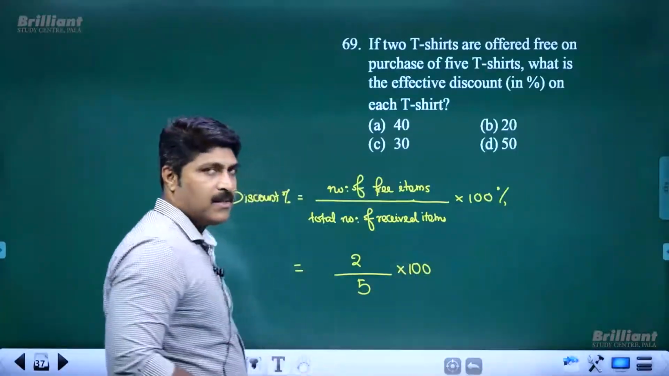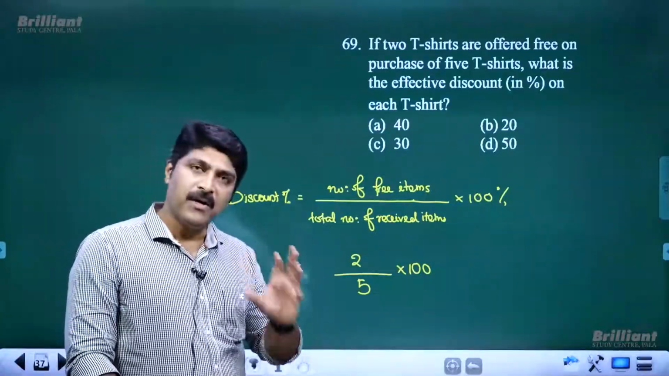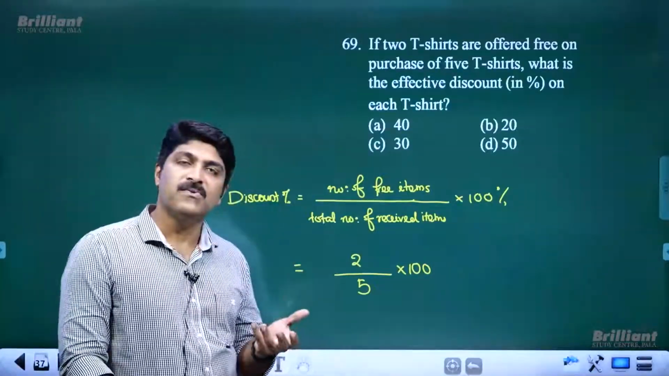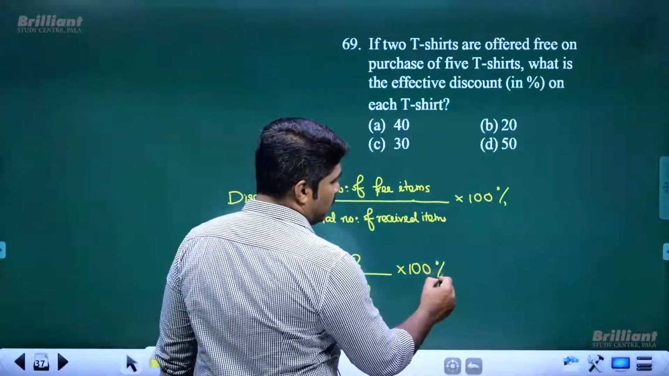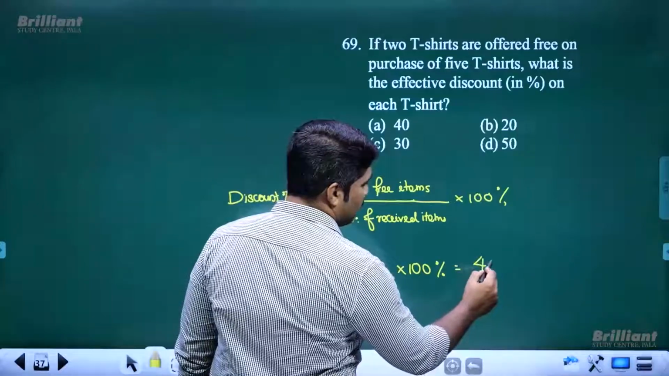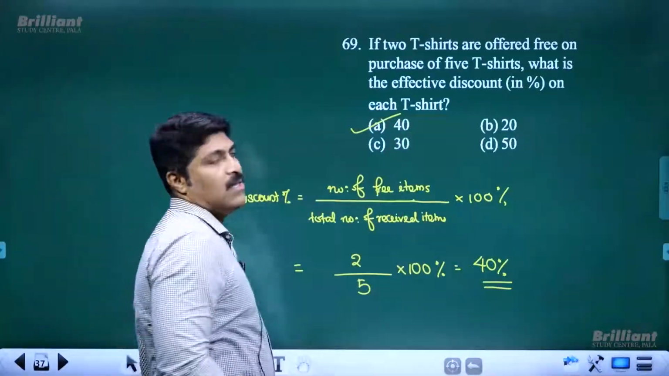Otherwise we may misinterpret it as 5 plus 2, 7 items received. It's not like that. In total, only 5 items, and out of those 5 items, 2 are free. Therefore, 2 by 5 into 100. What is 2 by 5 into 100? That's equal to 40%. Here the net discount percent is 40%.